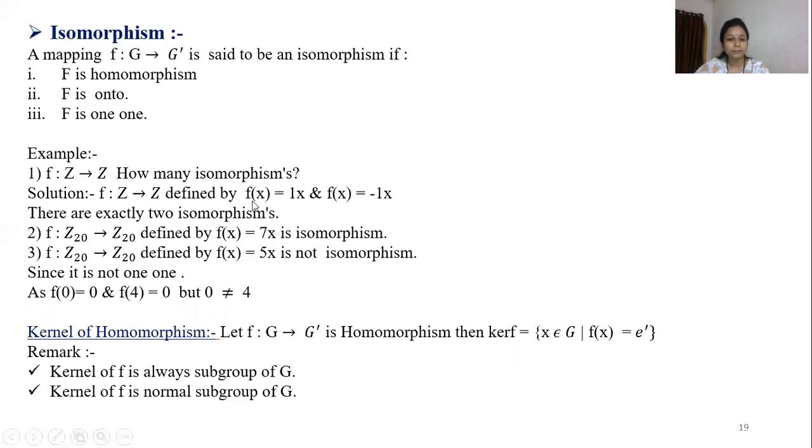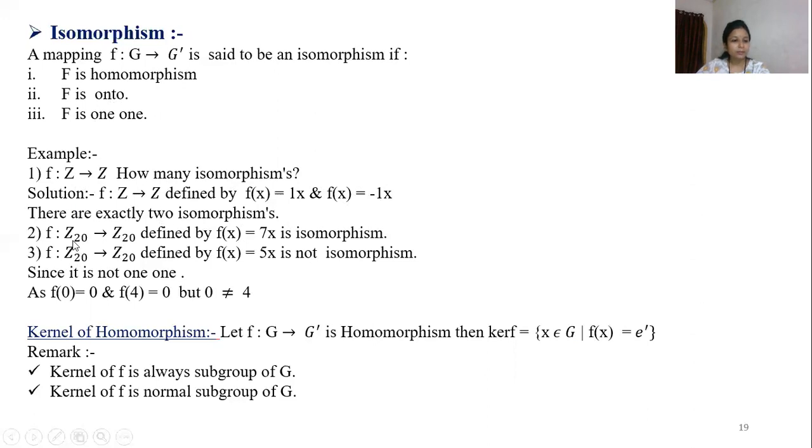How to show 1-1? Consider distinct elements in the domain having distinct images in the codomain. And how to show it is 1-1? Consider two images equal and show that the elements are equal. That is, f of x equals f of y implies x equals y. f of x, 1x equals 1y implies x equals y. Similarly for minus 1x. These two mappings, 1x and minus 1x, satisfy all three properties: 1-1, onto, homomorphism. Therefore, from Z to Z we have only two isomorphisms.